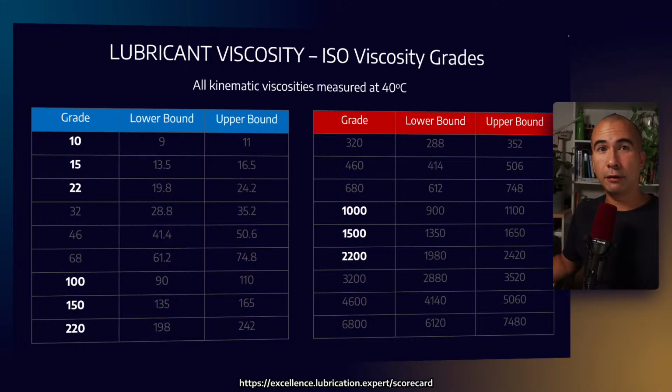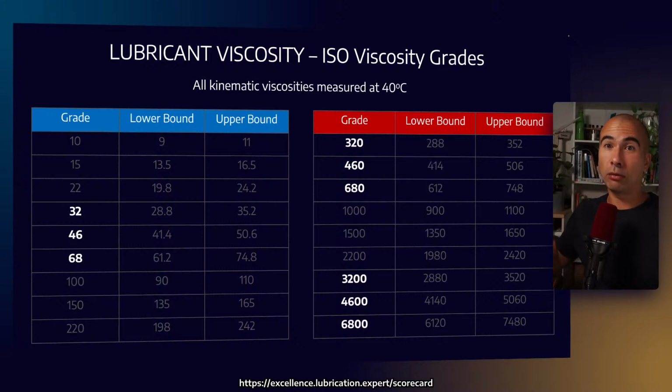There's a repeating pattern: 10, 15, 22, 100, 150, 220, 1000, 1500, 2200. Similarly, 32, 46, 68 repeats itself twice again. So these are the ISO viscosity grades, which are measured at 40 degrees Celsius. There's a little bit of an allowance between them, and that is mostly for industrial lubricants.